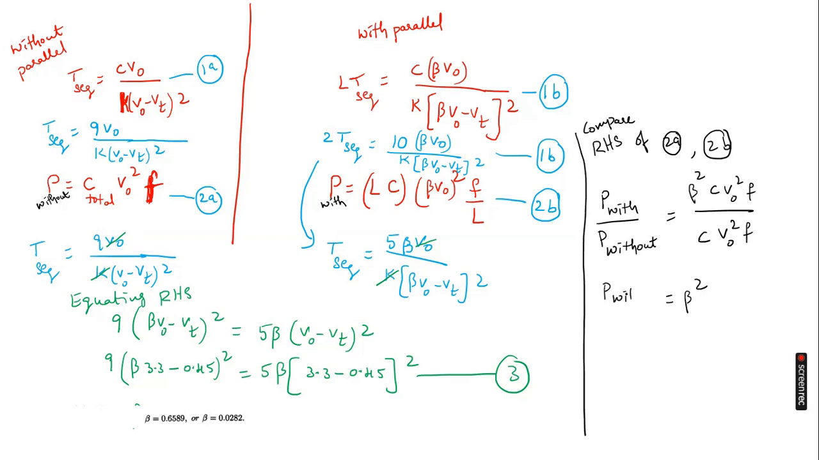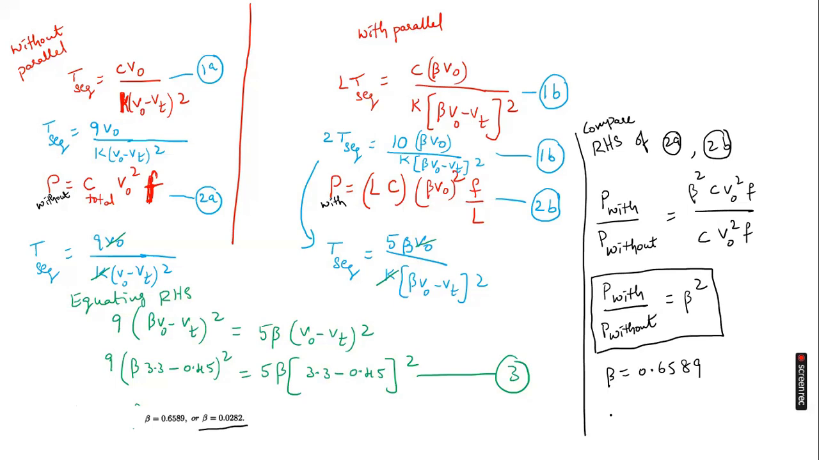So comparing with and without parallel processing, only the beta square change is there, provided the beta value is less than 1. So beta square is also less than 1. You can see the beta values we got on the left side, both are less than 1. When you square them, the value becomes closer to 0. This is very small, which means the supply voltage would become 0.02 times 3.3. At that supply voltage, VLSI circuits cannot work. So we will take the beta value 0.6589.